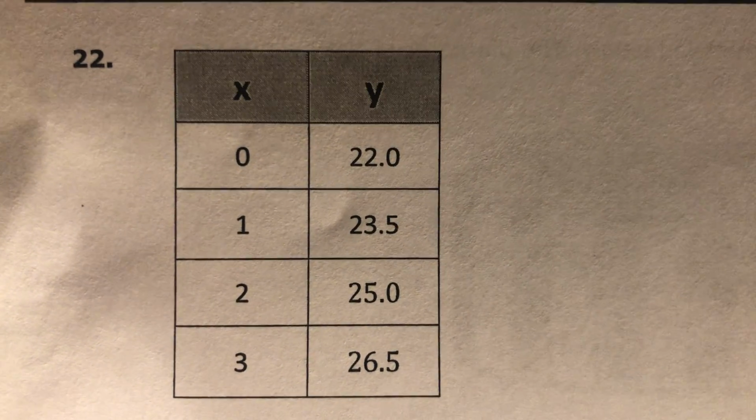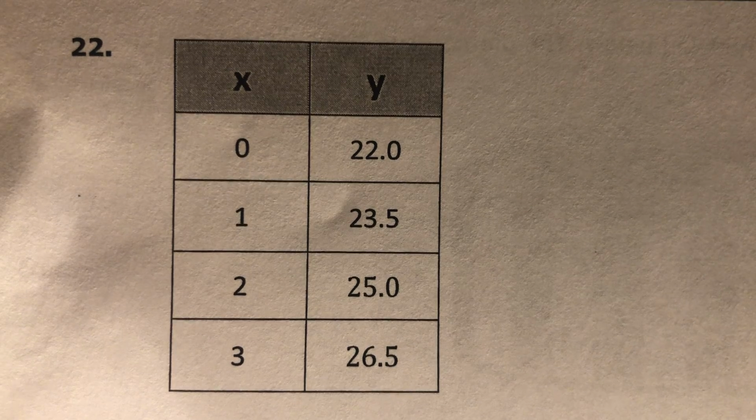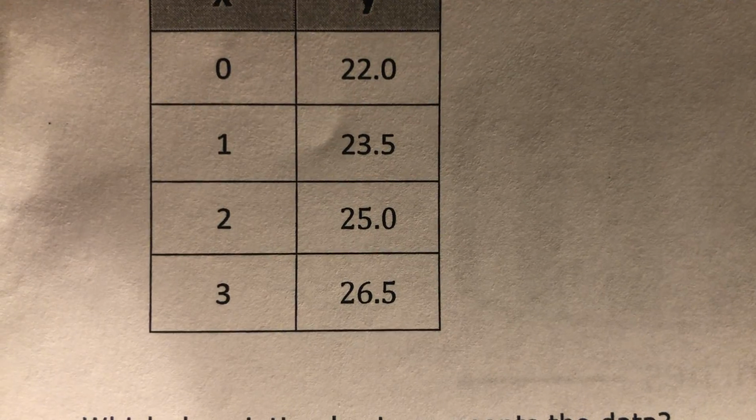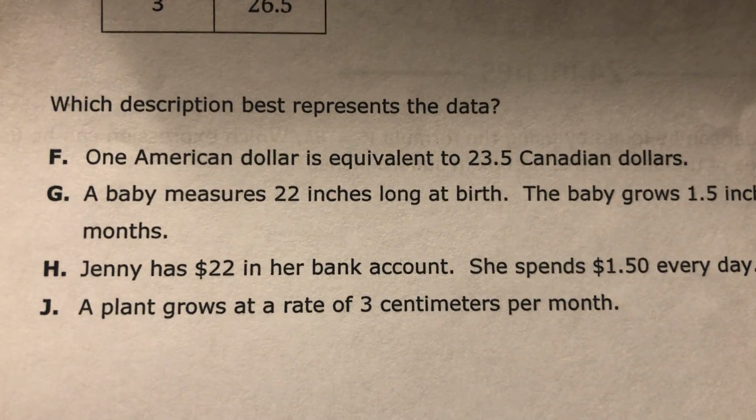Number 22. X: 0, 1, 2, 3. Y: 22, 23.5, 25, 26.5. Which description best represents the data?